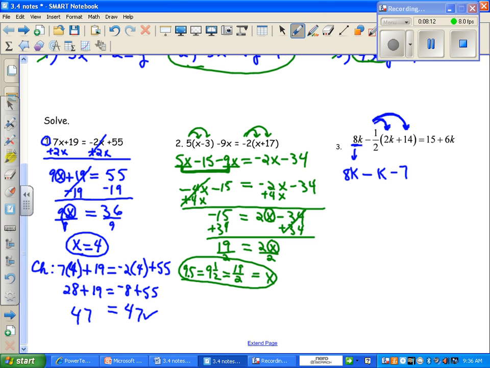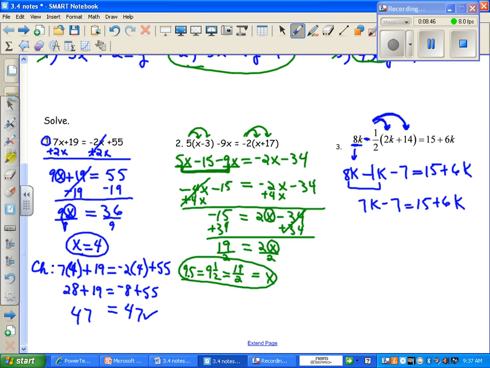How many halves inside of 14? Or I'm sorry, if you take 14 and divide it by 2, it's really the same as multiplying by a half. So 1/2 of 14 is 7, and it's going to be a negative because this negative is in front of your 1/2. Equals your 15 plus 6k. Alright, now on the left side, these are like terms. You can slip a 1 in here. So 8k minus a 1k is a 7k minus 7 equals 15 plus 6k.